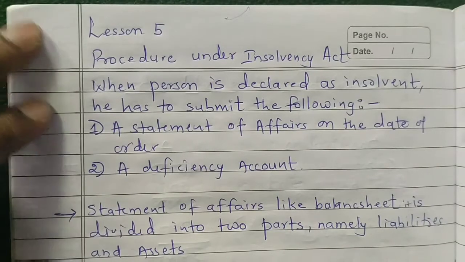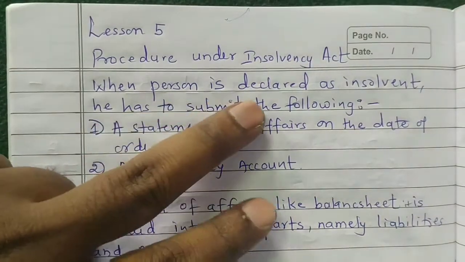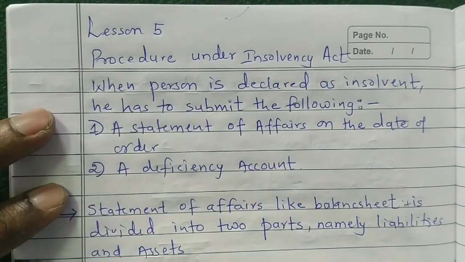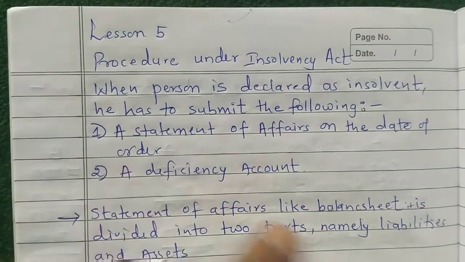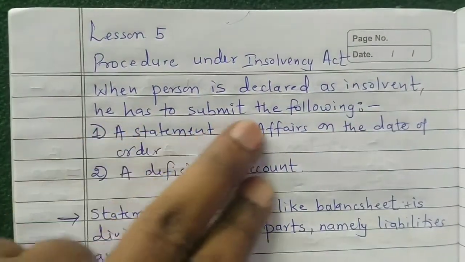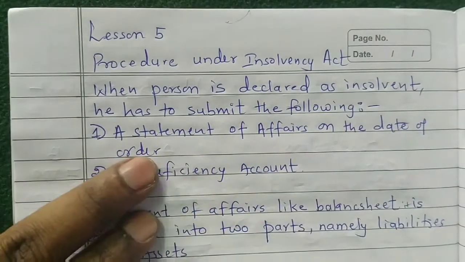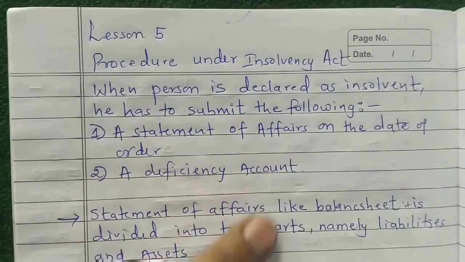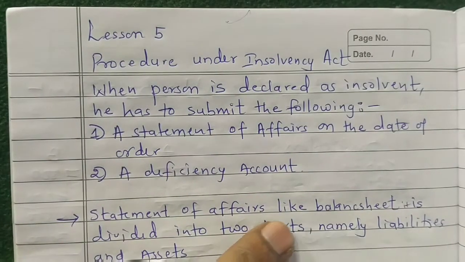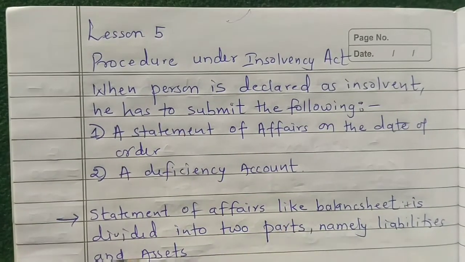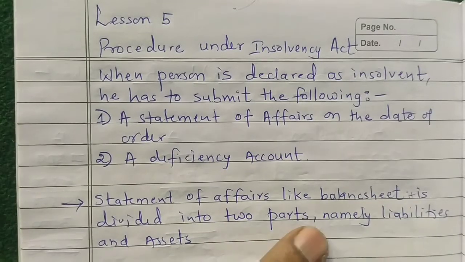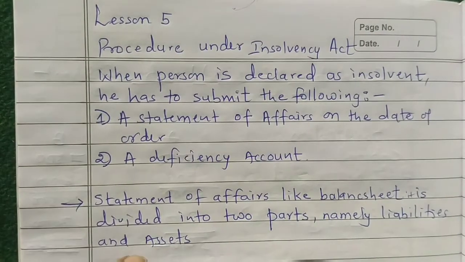In today's lesson, the procedure under the Insolvency Act. So we know that when a person is declared insolvent, he has to submit the following: one, a statement of affairs on the date of order, and a deficiency account. A statement of affairs is just like a balance sheet. It is divided into two parts, namely liabilities and assets.